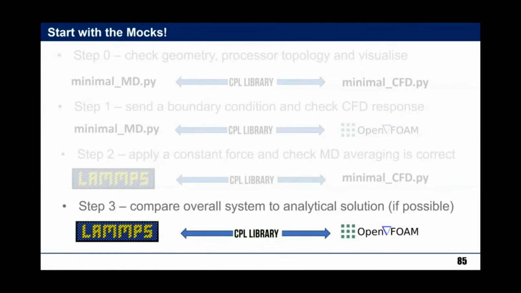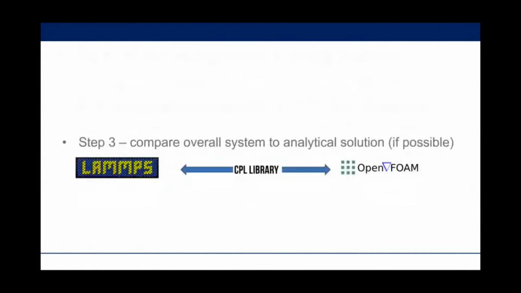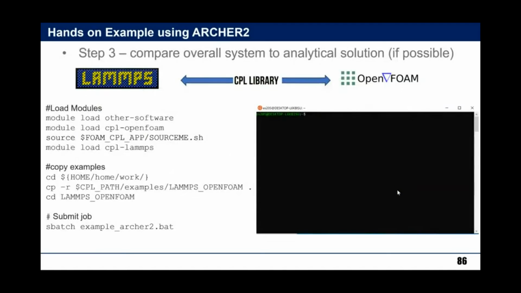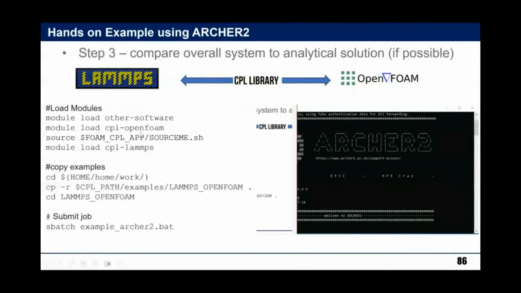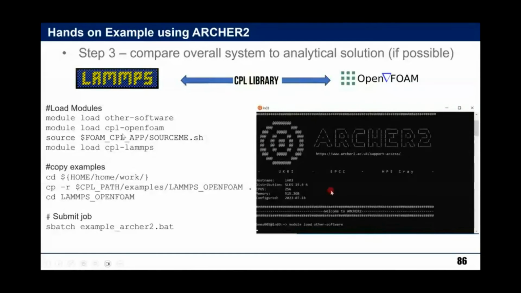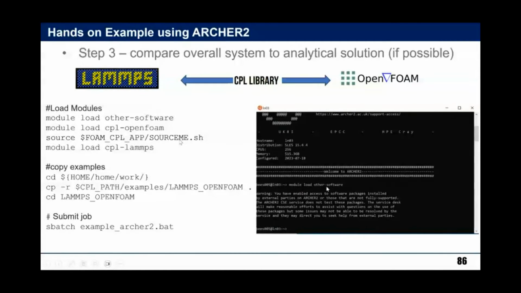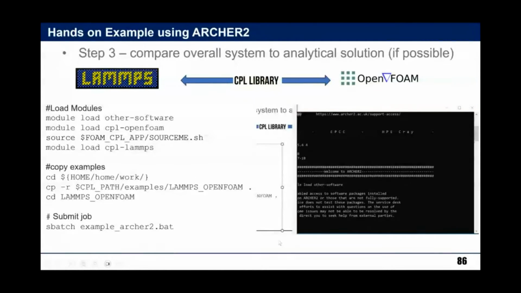And then finally, once we've got all of that working, we bring together the two and we run with OpenFOAM and LAMMPS. And so in order to do that, this is the set of commands that we need to run. On the right-hand side is a kind of terminal session on Archer where I just showed how that works. So we log into Archer. We have to load other software that allows, as Gavin mentioned, the actual packages we built separately from the main Archer set of modules. You load coupler OpenFOAM. You have to source in Foam Coupler app to get the right environment.